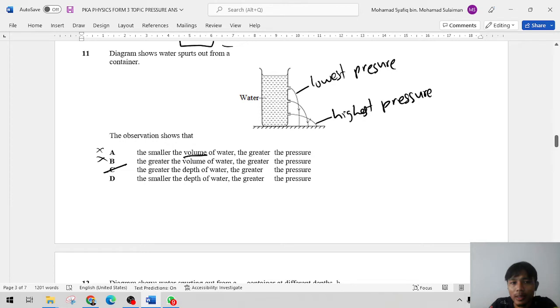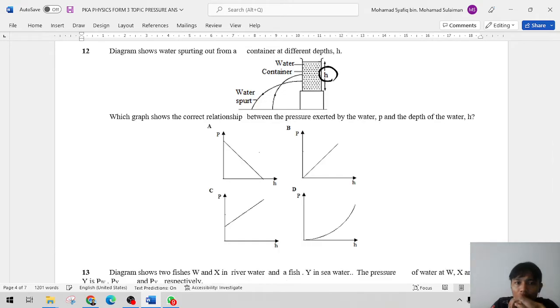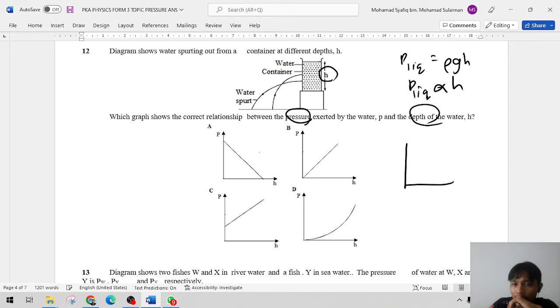Right, number 12. Water spurting again, and we have depth H. So which graph shows the correct relationship between pressure and the depth? So if we look at the equation, pressure in liquid is equal to rho GH. So pressure in liquid is directly proportional to depth. Okay, so the graph of directly proportional should be like this. So pressure versus depth. So the answer is D.